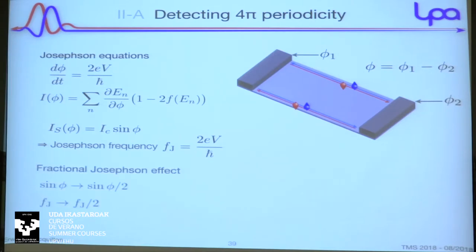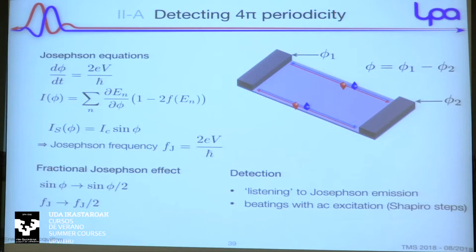But now I've told you that in our case, we have some 4 pi periodicity expected in the system, which means that this sine phi contribution will now turn into a sine phi over 2 contribution. And this means that the natural frequency scale is now not F_J, but F_J over 2. So what we'll be looking for now is a change in the Josephson effect, where this frequency scale F_J over 2 would signal the presence of these states. And there are 2 things you can do. One is simply to say, OK, I apply a constant bias. A constant bias V will create an oscillating current. This oscillating current runs into my circuit.